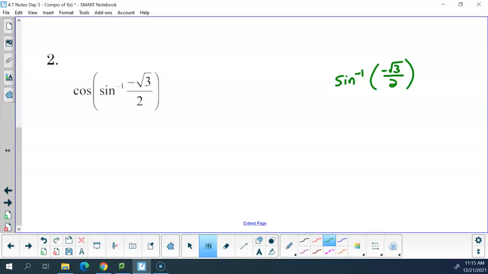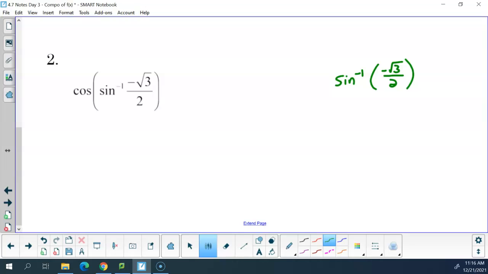Where? I've heard 3 different answers. Now I've heard 4 different answers. So far I've heard 5 pi over 3. Let's take them one at a time. 5 pi over 3. Do I like 5 pi over 3? No. Why not? It's outside of my range, or my possible values, let's say. Yep. So we don't like that one.